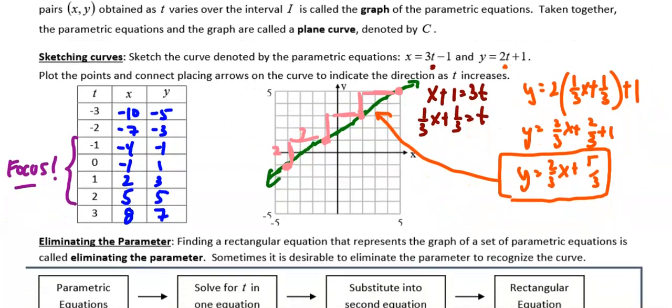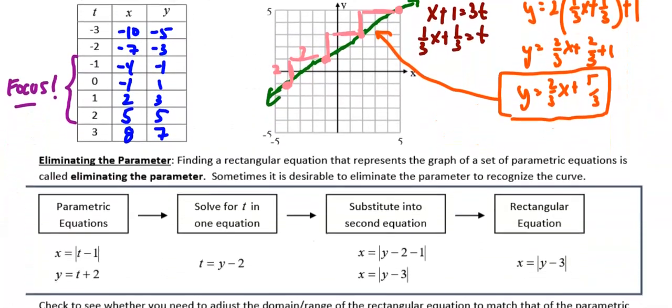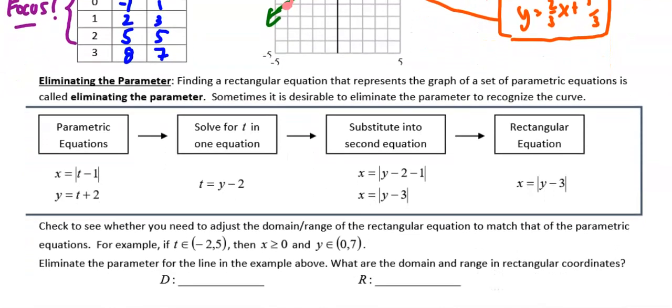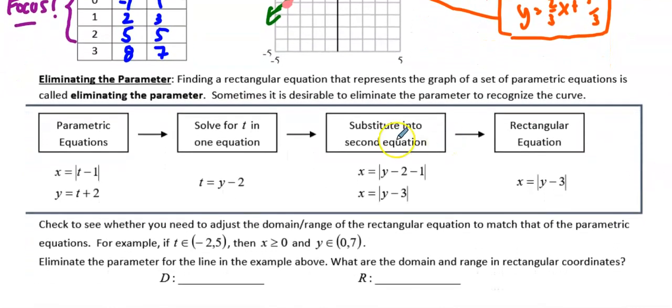So let's go ahead and look down at something that's kind of not very common, but sometimes with domain and range. So again, you guys can see eliminating the parameter is exactly what it says. We're going to find a rectangular equation, which just means that we have x and y coordinates that represent the graph of the set of parametric equations. And so in this example right here, we have x is equal to the absolute value of t minus 1, and y equals t plus 2.